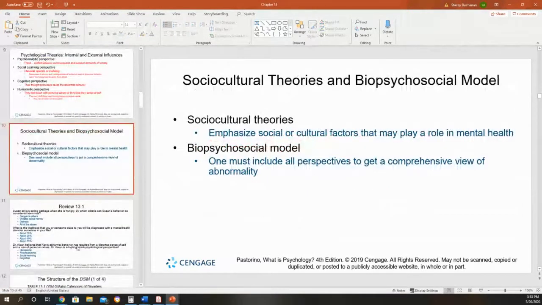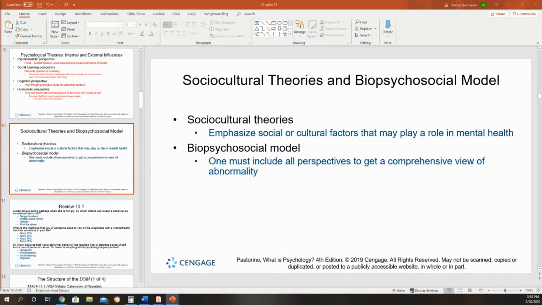And then finishing up, we have our sociocultural theories. So the sociocultural theories emphasize the fact that society and culture play a role in mental health. So that's saying abnormal behavior has to be understood when looking at age, race, gender, social roles, SES, socioeconomic status, before we can actually understand abnormal behavior. So social conditions like poverty, discrimination, environmental stressors have to be understood to understand the abnormal behavior.